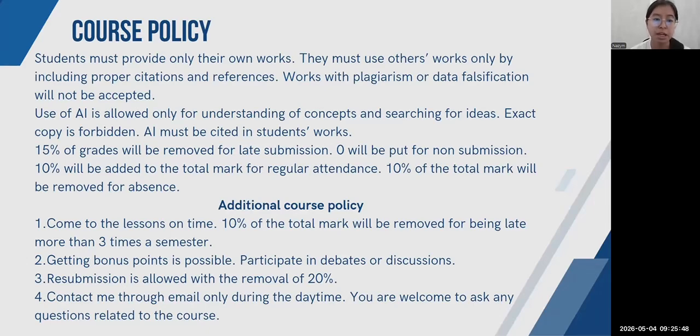So according to our course policy, students must do their own tasks on their own. They can use other authors and researchers' works only by writing the proper citations and the references. Works with plagiarism or data falsification will not be accepted. Also, use of AI is allowed only for understanding the ideas and the concepts as well as terms and searching for additional materials. Exact copy is forbidden. AI must be cited in students' works. Also, 15% of grades will be removed for late submission, and the 0 will be put for non-submission. Also, according to regular attendance, they will get 10%, and it will be added to their total marks. 10% of the total mark will be removed for absence.